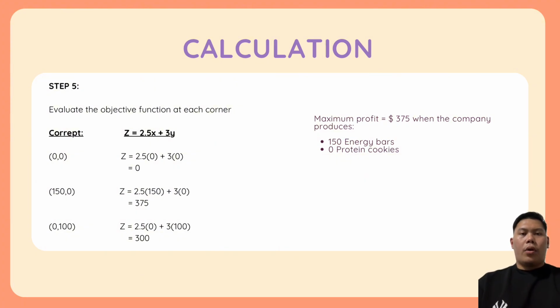So the maximum value occurs at point (150, 0), giving us a maximum profit of $375. So the conclusion is, the company can produce 150 energy bars and 0 protein cookies. So we proceed to the next slide.